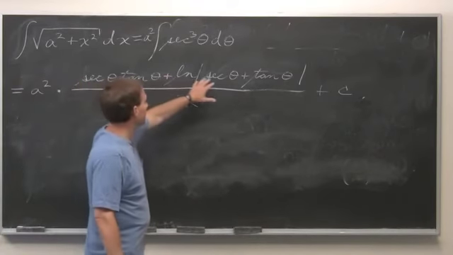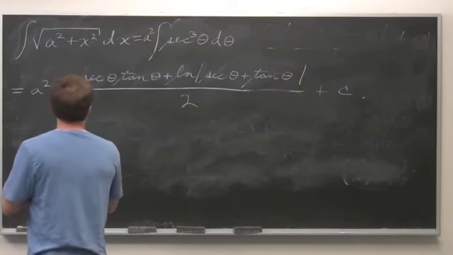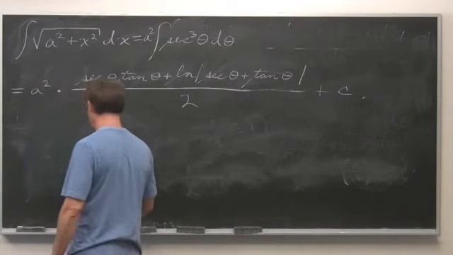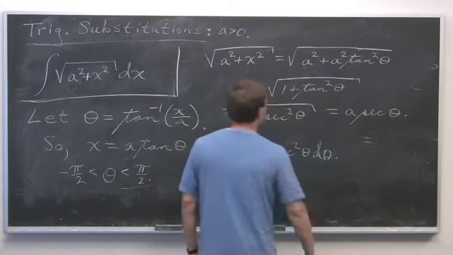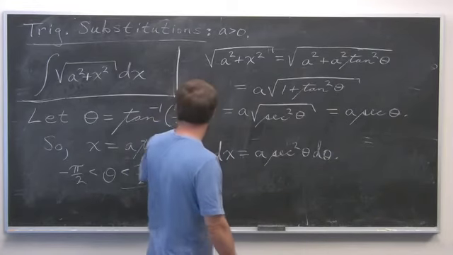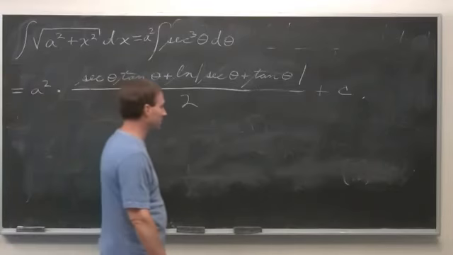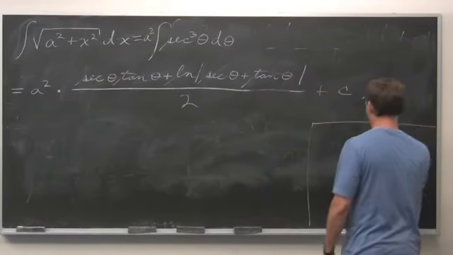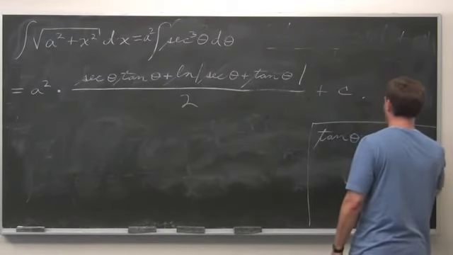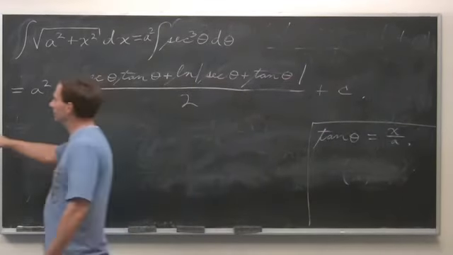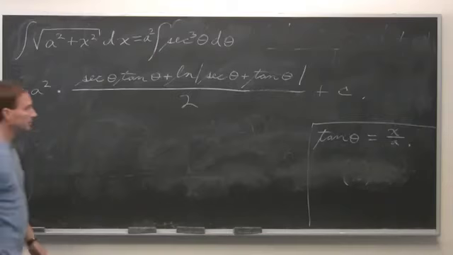So these occurrences of secant theta and tan theta, you need to replace with x's and a stuff. This is not hard to do. So tan theta is x over a. That's easy. So maybe I'll write these somewhere. The two occurrences of tan theta get replaced by x over a. Secant theta is right here. Secant theta is the square root of a squared plus x squared divided by a.